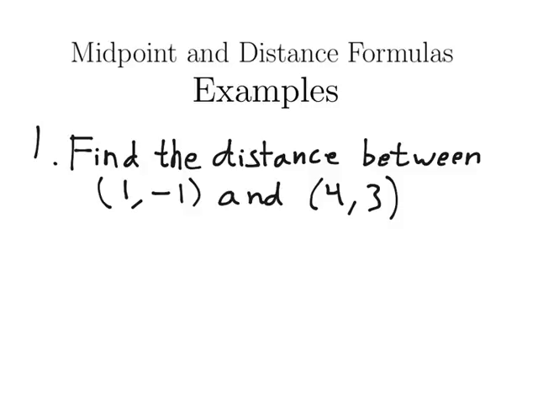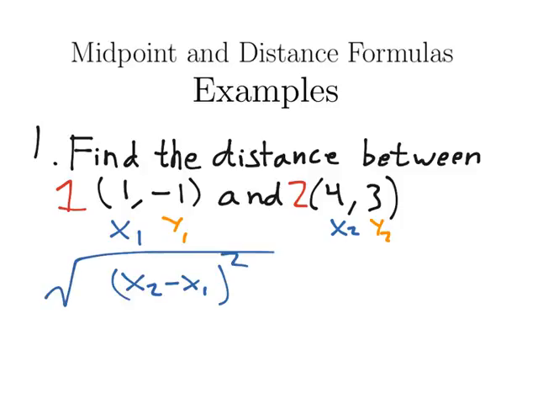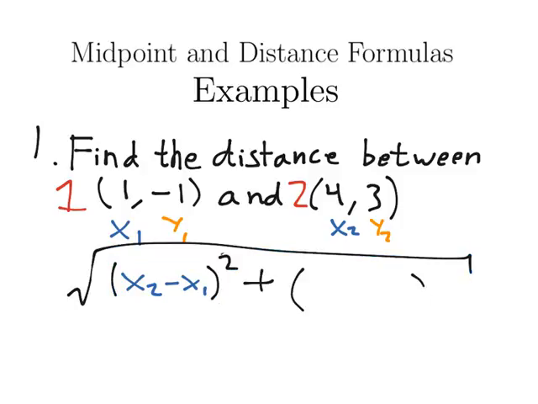To do this, let's call this first point 1 and the second one 2. So that means this is x1, this is x2, this is y1, this is y2. To find the distance, I take x2 minus x1, and I square it. I'm going to take the square root. And I also have to take the same thing with the y's, y2 minus y1.